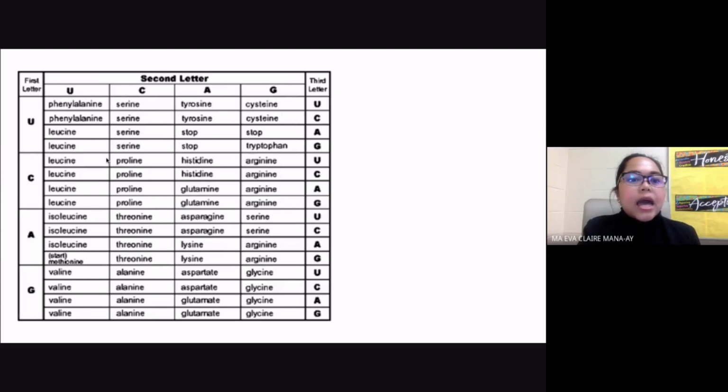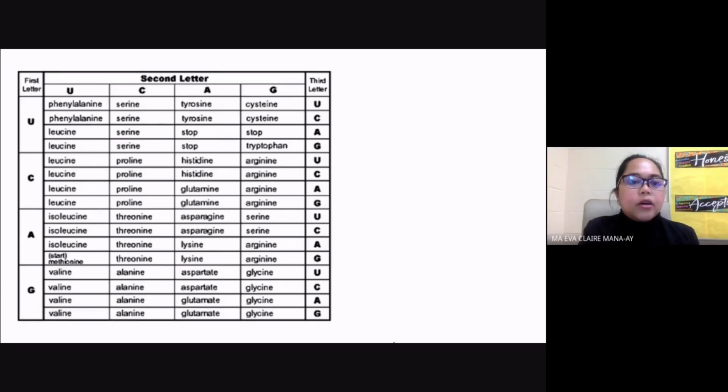Now say I have CAG. If I am looking for CAG, that would be C, second letter is A. So A is right here, and G is right here. So that's glutamine. So CAG is glutamine.